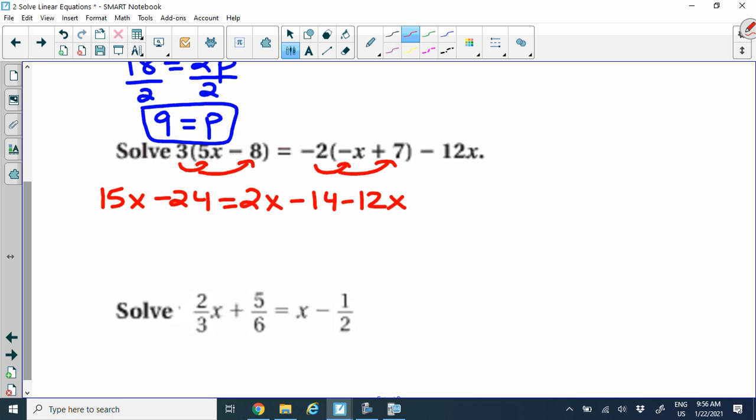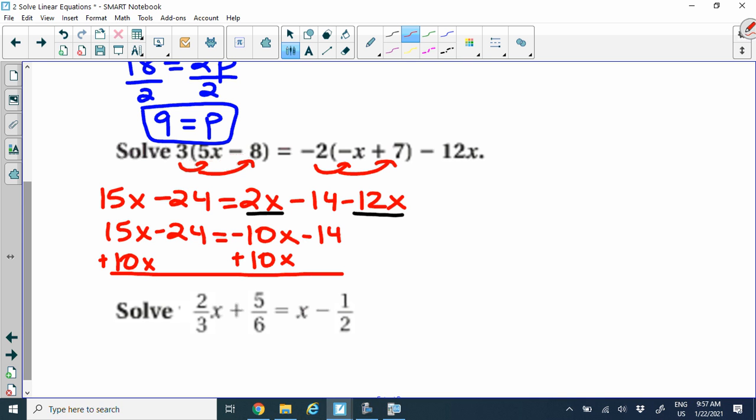Now the first thing I'm going to do is actually combine like terms. So my 2x and my negative 12x. So now I have 15x minus 24 equals negative 10x minus 14. So now, what I'm going to do so I can try to keep this positive, I'm going to add 10x to both sides.